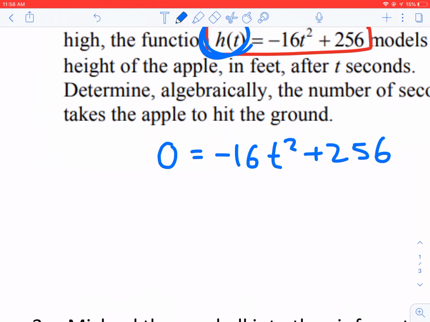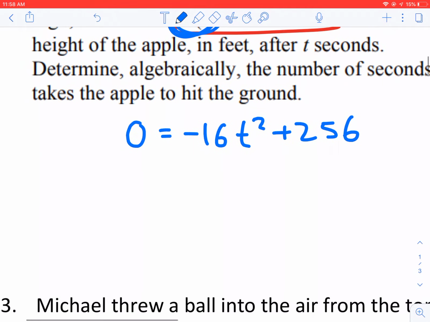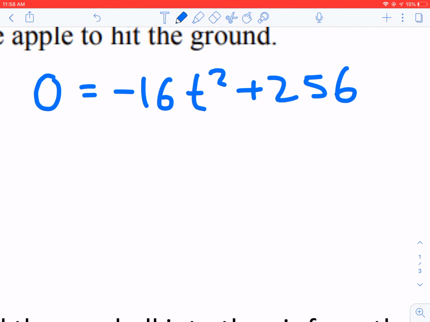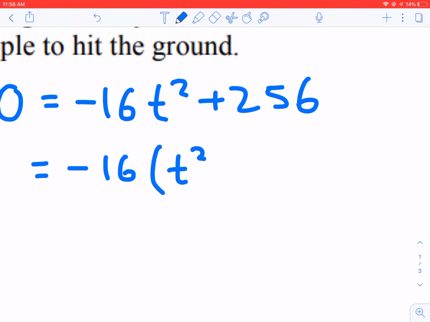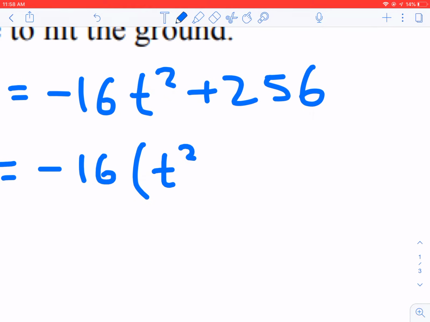We're just finding the zeros or the x-intercepts and solving for t here. This is a quadratic equal to 0. We're always going to factor out a GCF first, if there is one. So in this case, let's factor out a -16. We get t squared and 256 divided by 16. What is that? I think that's 16. Double check: 16 times 16.